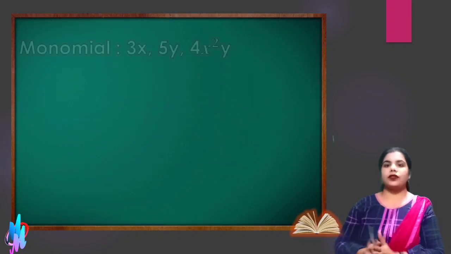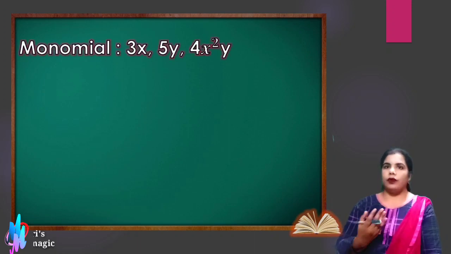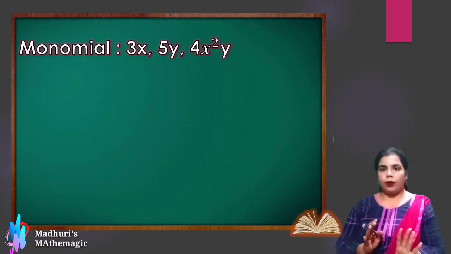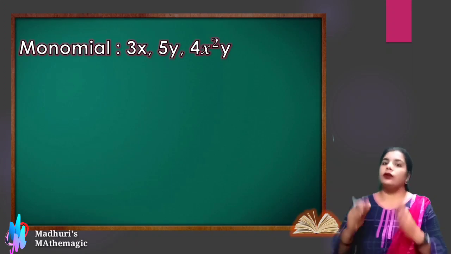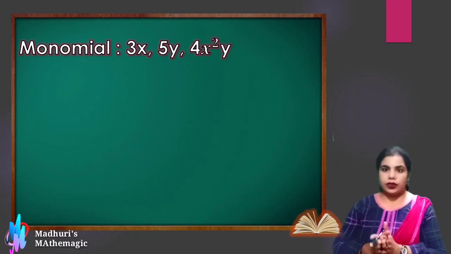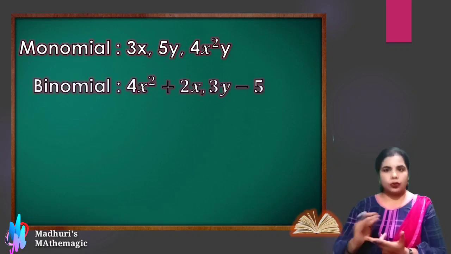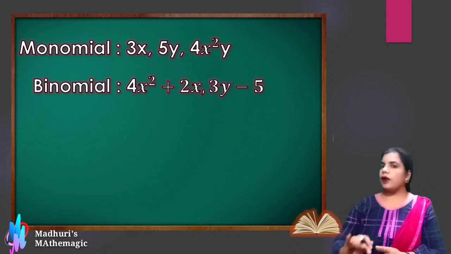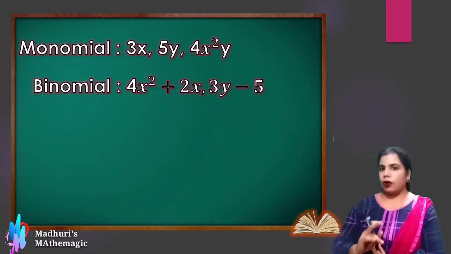Let's take some examples of monomial here. 3x, 5y, 4x square y. One term means monomial. Now next one is binomial. Binomial means two terms, and one operation is used in between these two terms here. So 4x square plus 2x. What is the operation used here? Addition. 3y minus 5. What is the operation used here? Subtraction. So two terms, one operation.